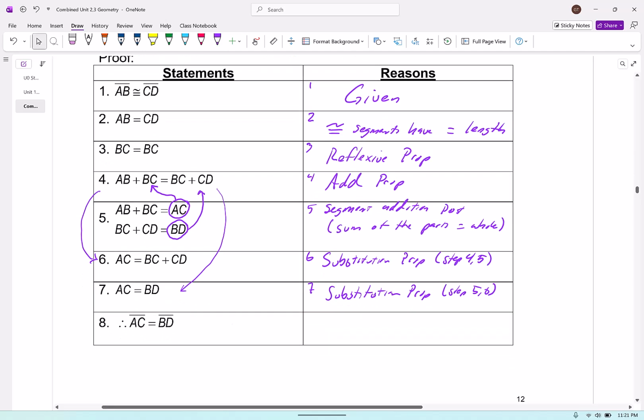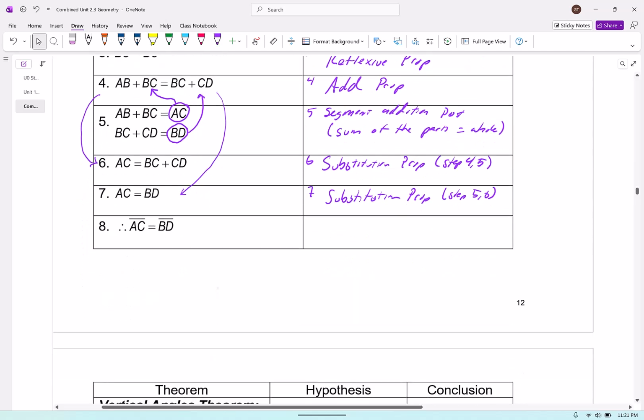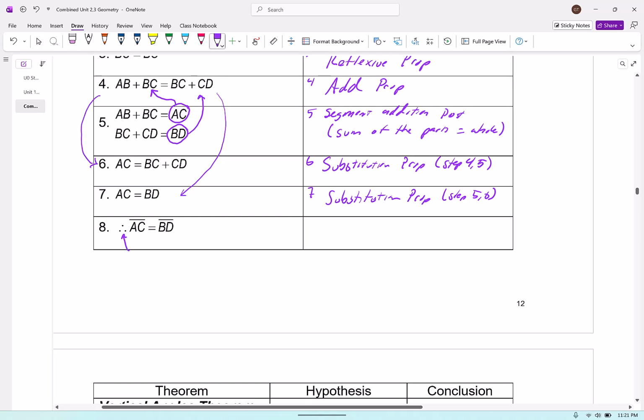And remember, that three-dot symbol means therefore. It's usually given right at the end. It's basically saying because of all this, we can conclude, etc. So therefore, this is true. And so we can say that equal lengths are congruent segments.